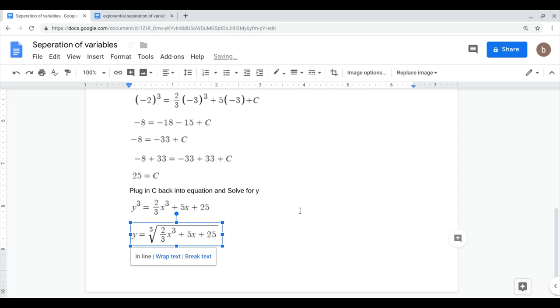And if you take the cube root of y, you should get y equals the cube root of 2/3 x cubed plus 5x plus 25.